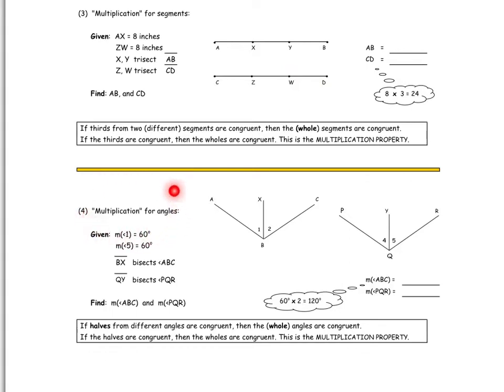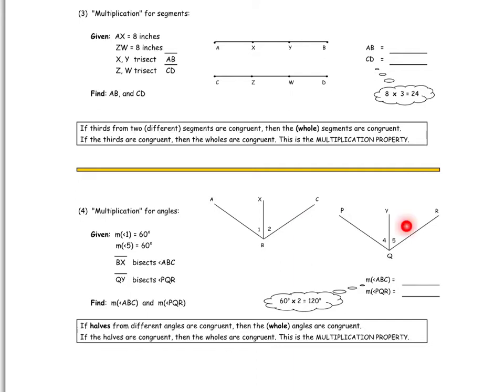Let's look at multiplication for angles. Suppose I tell you that angle 1 has 60 degrees and that BX is a bisector, which means that ABC is twice as big as angle 1. That means that 60 times 2 will give me 120 degrees for angle ABC.